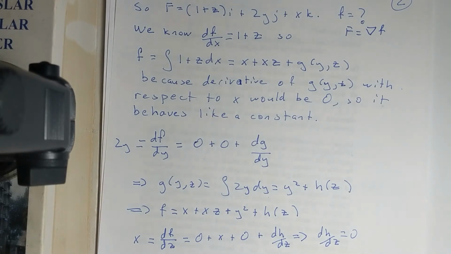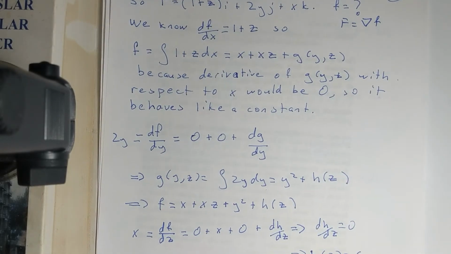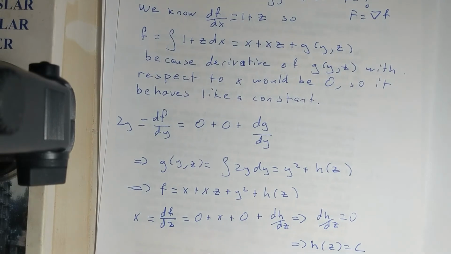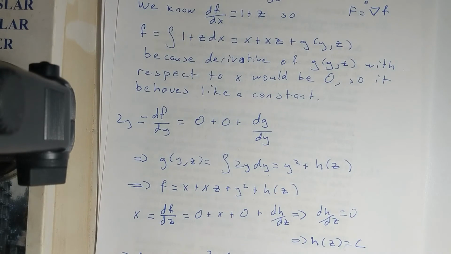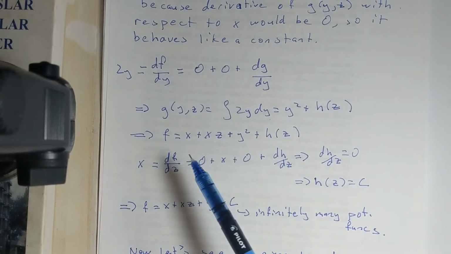A constant in terms of who? A constant now in terms of z. That's the only variable left, right? Because anything in terms of z, when I take the derivative of it with respect to y, that would give me 0. So far, I've reduced the problem into the following question.